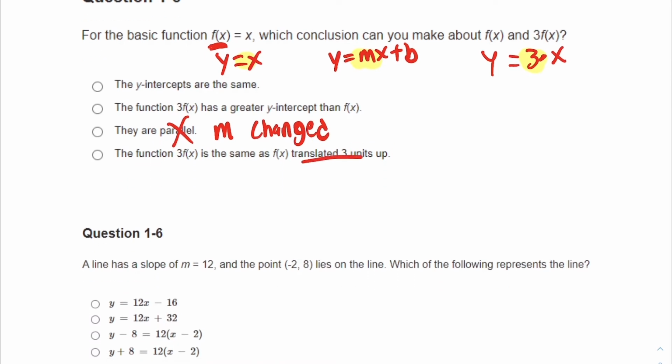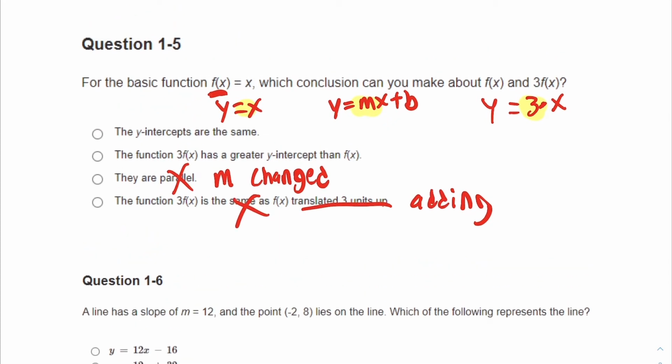We didn't translate up because if we translate up, that means we're adding. But we didn't add anything, all we did was multiply. So no, that's wrong. The y-intercept would change if we changed b, which would also mean we were adding. But we didn't add anything, so that's wrong. And that leaves answer choice A. The y-intercepts are the same.